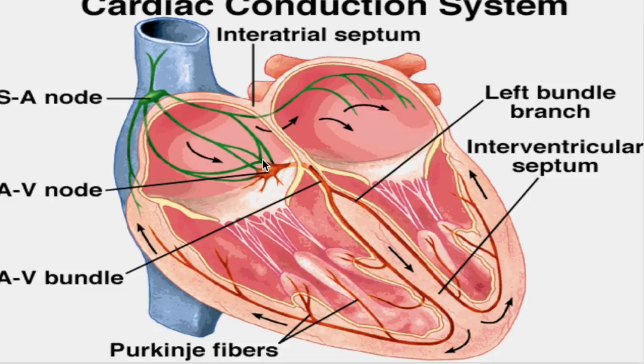The impulse then passes through the AV bundle, which connects the atria to the ventricles here. Then it passes through the right and left bundle branches. The bundle branches conduct the impulse through the interventricular septum here. The Purkinje fibers are the last stop for the impulse before the ventricles finally contract.